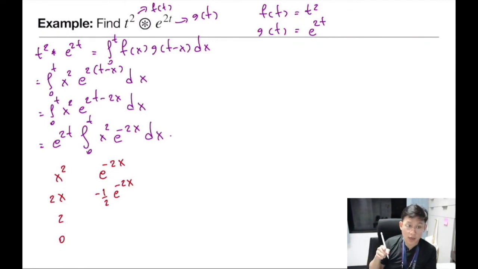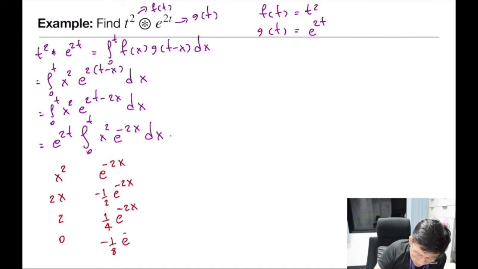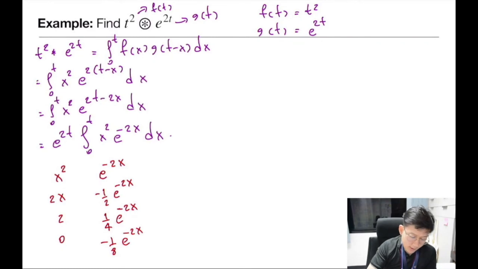I hope it's not too hard. You can try to integrate that yourself using integration by substitution. And the next one will be 1/4 e to the minus 2x, and then minus 1/8 e to the minus 2x. Okay, and then we have that the signs go plus, minus, plus.